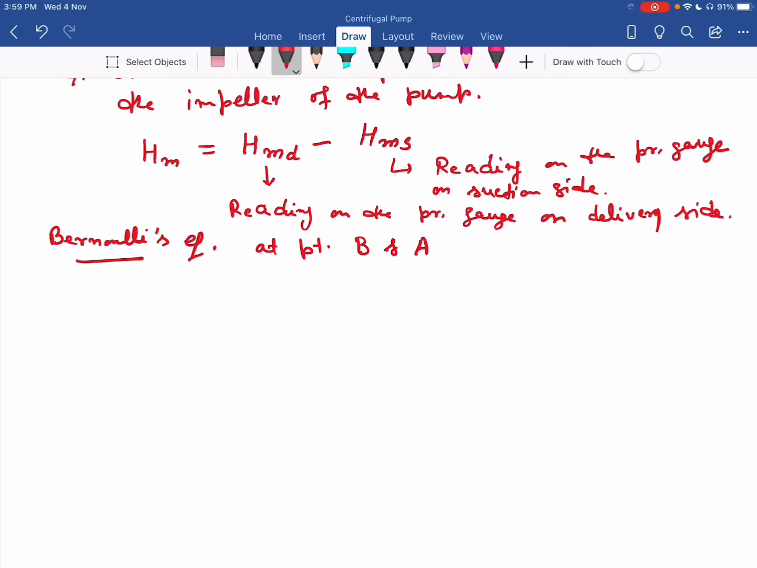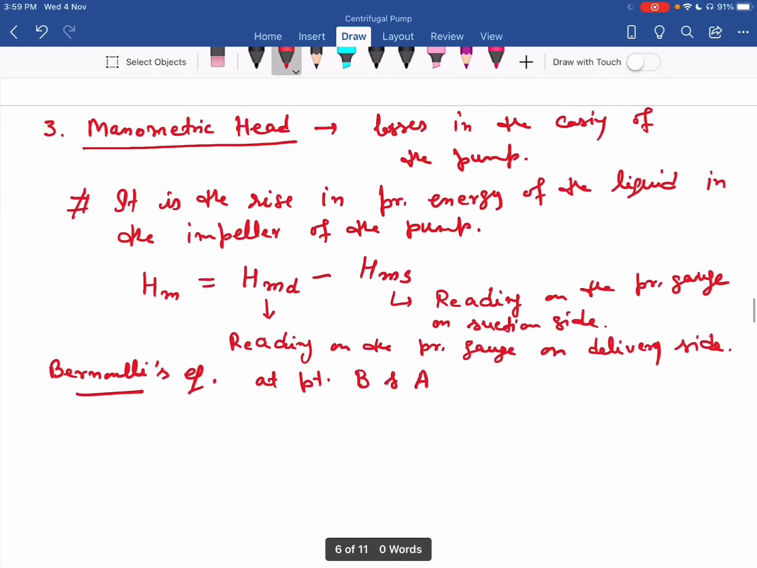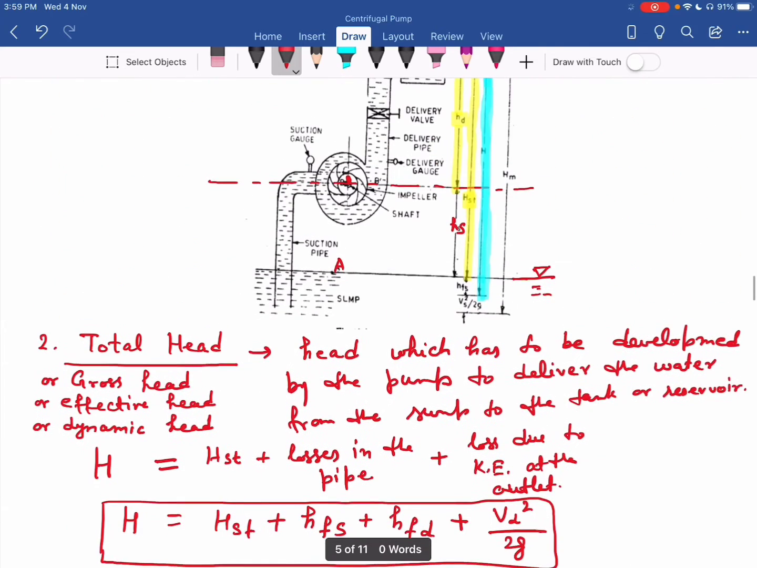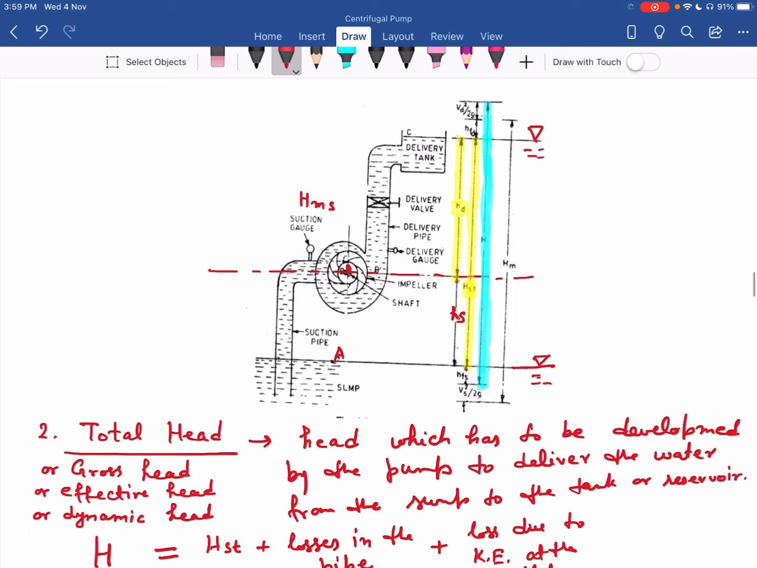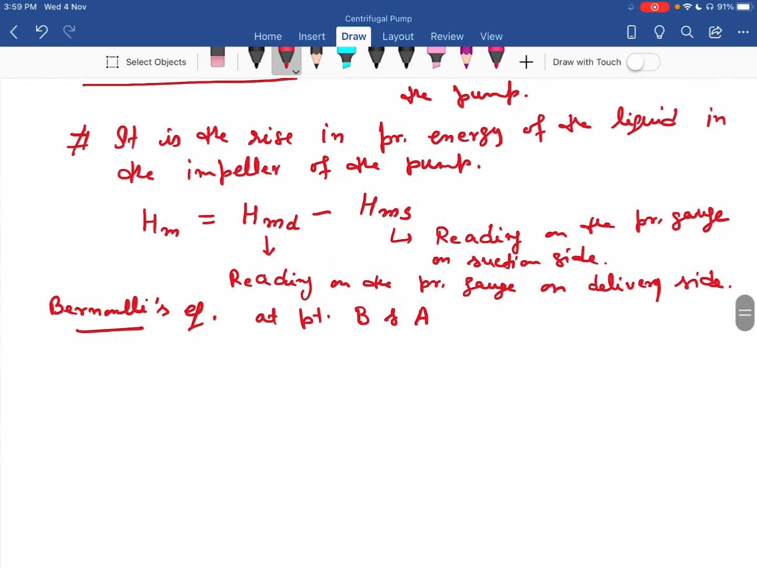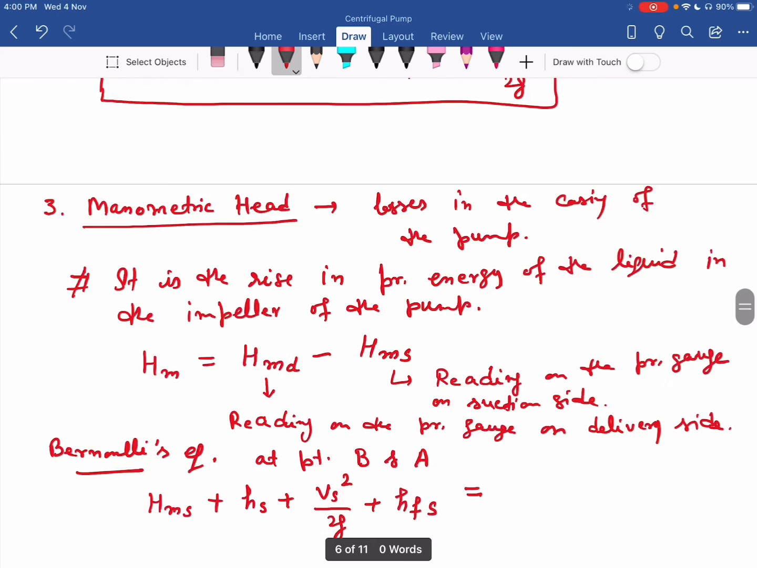When I write this at point B, I have a pressure gauge giving me a reading of HMS. So I write my pressure head as HMS plus HS, the suction head, that is my bottom head, plus Vs square divided by 2G, plus the losses in the suction pipe, is equal to the pressure head at point A.